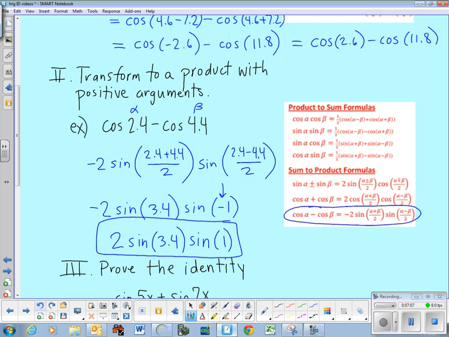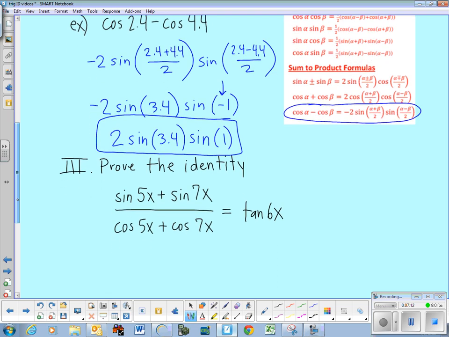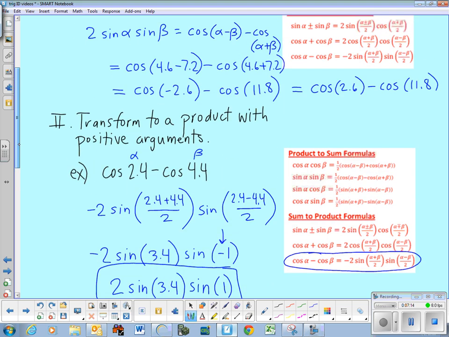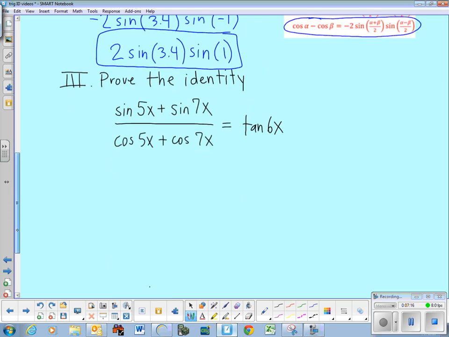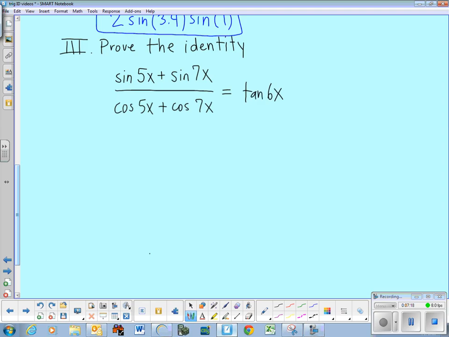All right. So there are two types of problems, changing from products to sums and vice versa, which you might expect with the title of this section, sum to product and product to sum. So let's do an identity. I definitely want to start on the left here. Remember, pick the more complicated side. If I started on the right, tangent of 6x, I have no idea what to do.